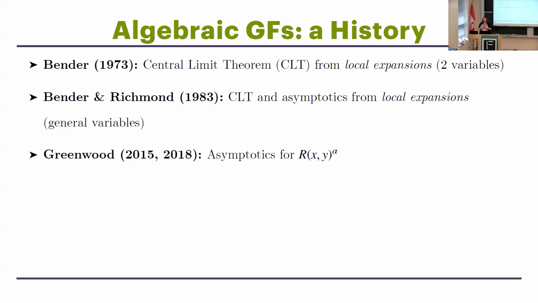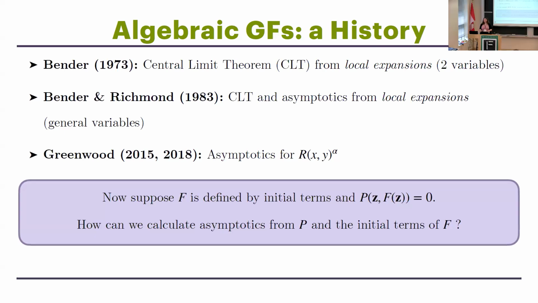And in work in 2015 and 2018, Torin came up with asymptotics for a certain type of algebraic generating function that looks a certain way. But the question that we want to consider is, what if we don't actually have an explicit generating function? I said this is what our generating function for algebraic looks like, but really they're just embedded in this minimal polynomial. So say I just have this minimal polynomial and some initial terms of my generating function. Can I still calculate asymptotics? And if so, how? That's the question that we're looking at, characterizing these methods that don't actually need an explicit generating function.